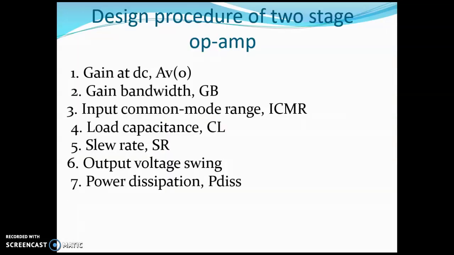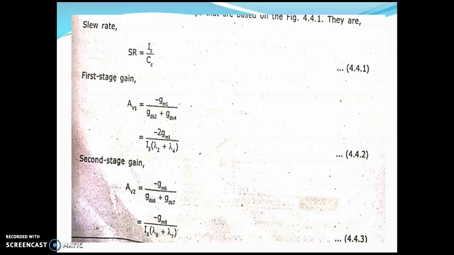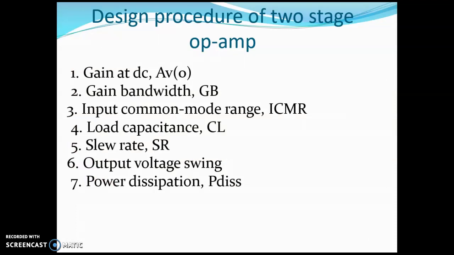Next, gain bandwidth. Gain bandwidth is GM1 by CC. Here what is GM? GM is nothing but the transconductance of the first MOSFET. And the next one is the design procedure of a two-stage op-amp. Before that, I'll just give some points.